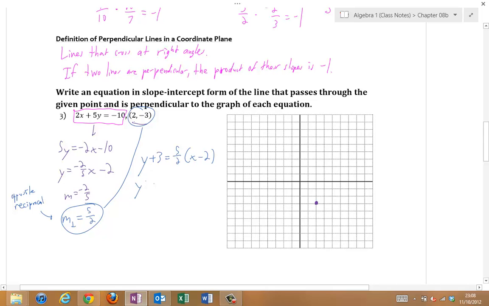Okay, distribute the 5/2, and I get 5/2 x minus 5. Subtract 3, and I get y is equal to 5/2 x minus 8. Okay, this is what we're going to graph. That is also your answer. If I graph this, I go down 8.